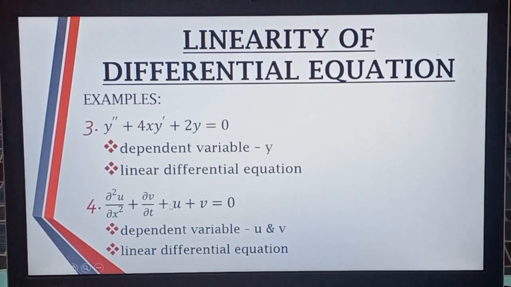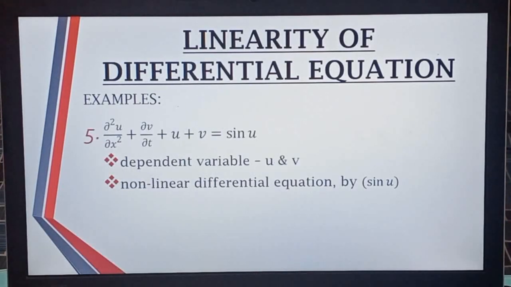Then number 4, you have the second partial of u with respect to x plus the partial of v with respect to t plus u plus v equals 0. You have the dependent variables of u and v. Then this is considered to be linear differential equation. Next example is the second partial of u with respect to x plus partial of v with respect to t plus u plus v equals sine u. Then you have the dependent variables of u and v. Si u nakadepende kay x, tapos si v nakadepende kay t. Then this is considered to be nonlinear because of the term sine of u.